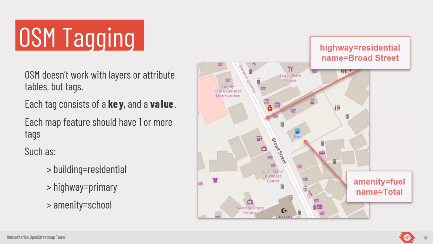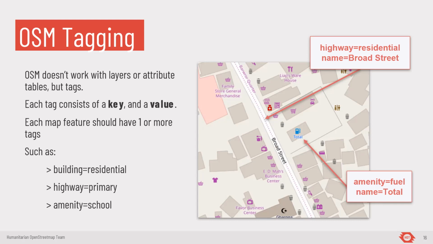And so we also have tagging. I'm pretty sure some of you have already worked on different features. When you're working, OSM doesn't work with layers or attribute tables, but with tags. When you're dealing with a database or other data, you will always have attribute tables, with information about the features that you add. So in OSM, each tag consists of a key and a value.